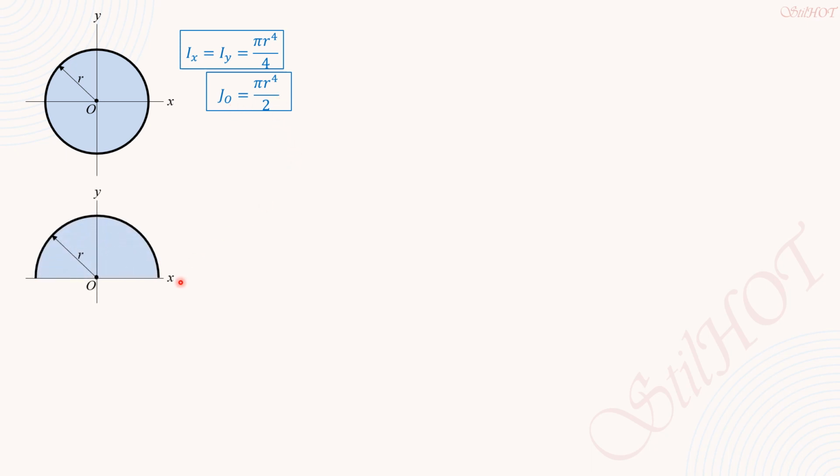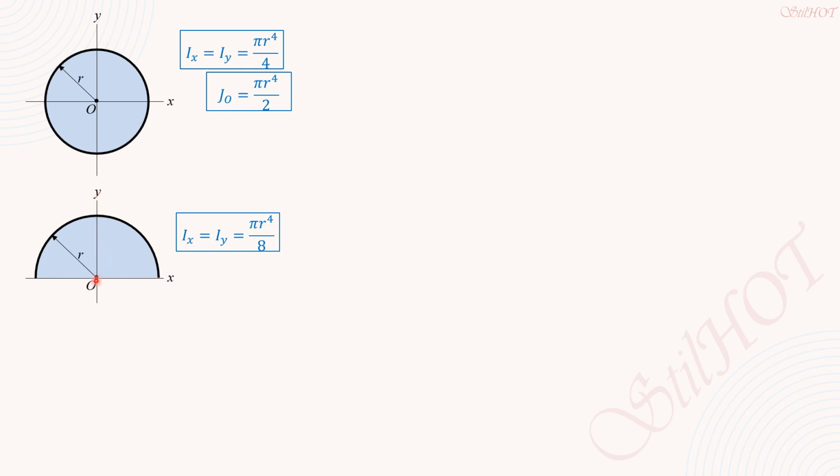For semicircle, let's have the centroid. So Ix equals Iy equals pi r4 over 8, or one half of pi r4 over 4. So take note that with respect to the x-axis, we have a half circle, so it is half of pi r4 over 4. That's why it's pi r4 over 8. Or the other way around, it is the moment of inertia of two identical quarter circles. So for a quarter circle with respect to the x-axis, with respect to this axis here, it is pi r4 over 16 times 2, so that's why it is pi r4 over 8.